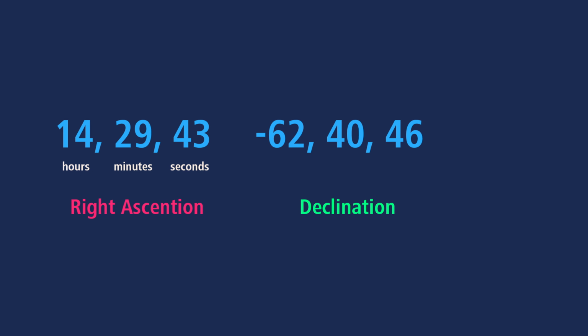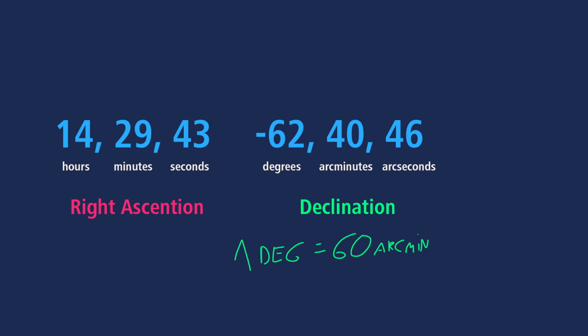Now declination uses different units for some reason. Declination's main unit is not hours, it's just straight up degrees. So that's nice, but confusingly, the other 2 numbers in the declination are also minutes and seconds. It's just different minutes and different seconds. These are so-called arc minutes and arc seconds. Basically, each degree has 60 arc minutes and each arc minute has 60 arc seconds. Go figure. But yeah, like with right ascension, you get a total of 3 numbers for the added precision.